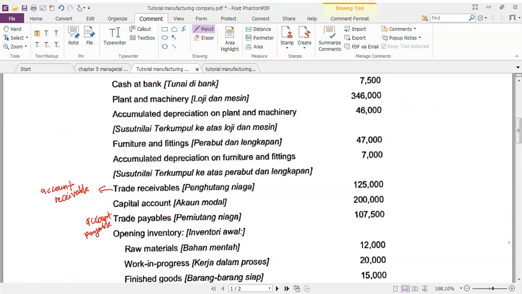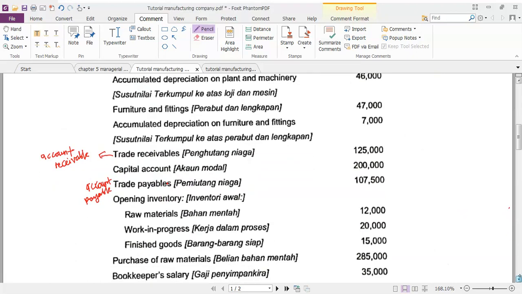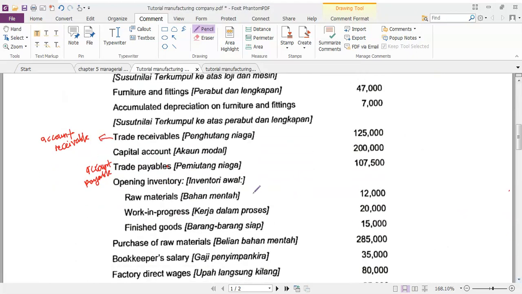Opening inventory. Okay. There is an amount for opening inventory for raw material. So look here. Inventory, we have three types for a manufacturing company. Raw material 12,000, work in progress 20,000, finished goods 15,000.